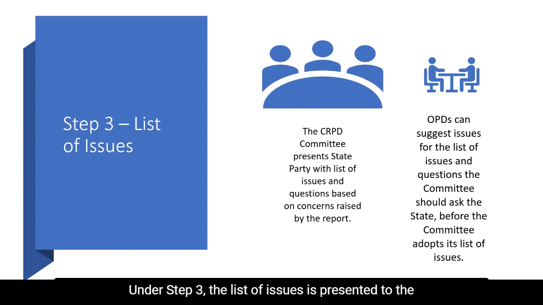Under step three, the list of issues is presented to the state party with questions based on concerns or additional information needed as a result of the CRPD committee's initial review of the state report. OPDs can suggest certain issues and can therefore contribute in that process of the CRPD committee formulating lists of issues.